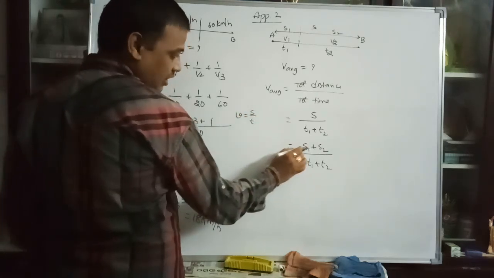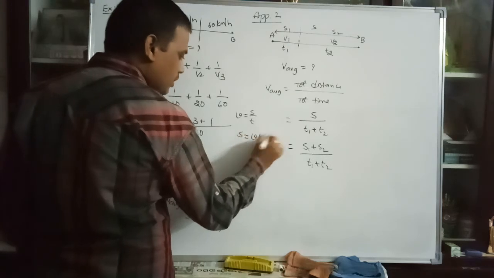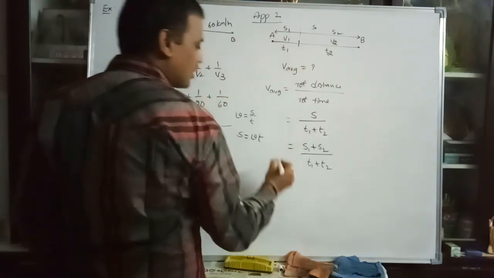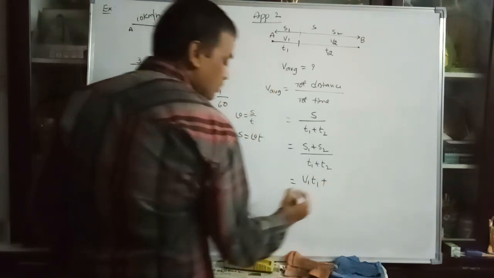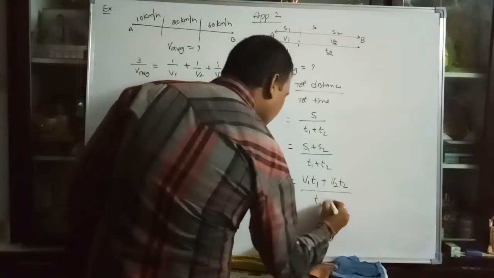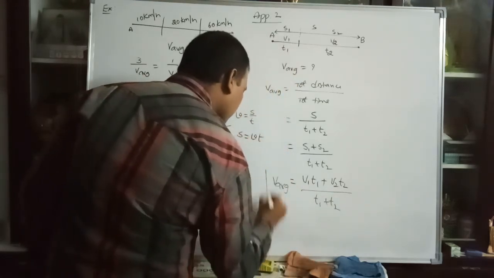Here S1 and S2 are not given, but you can calculate them. Distance is equal to speed into time. According to the first part, speed V1 and time interval T1, so S1 can be written as V1 T1, and S2 can be written as V2 T2, divided by T1 plus T2. This is the average speed.